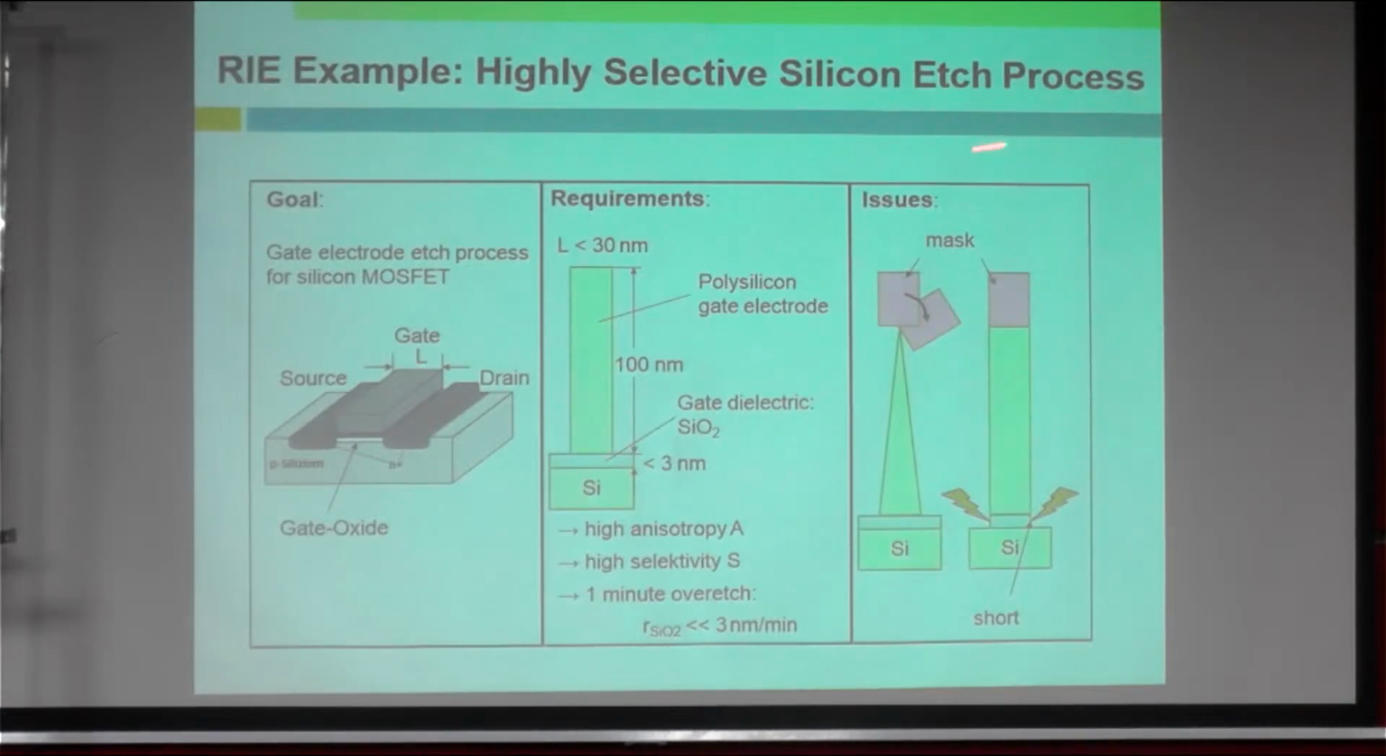So for a highly selective silicon etch process, the goal for a MOSFET, for example, is to have a good shape of the material in this design, but the requirement is a high aspect ratio structure. Polysilicon with 100 nanometers height and maybe less than 30 nanometers width. If the process is just normal wet etching, you might not get this kind of straight structure because of the undercut attack of the side wall.